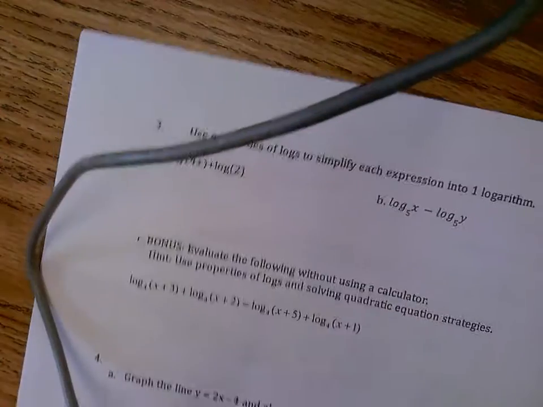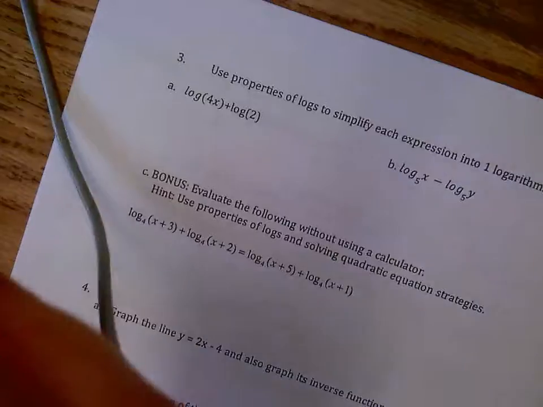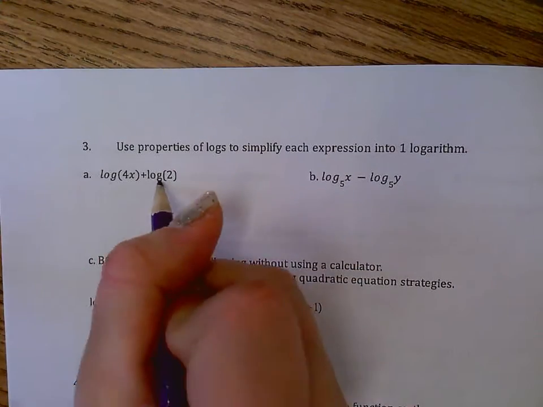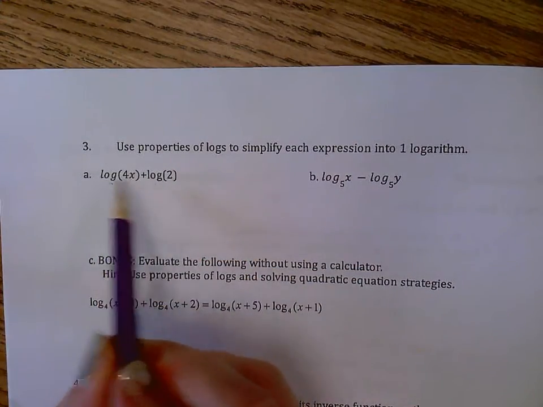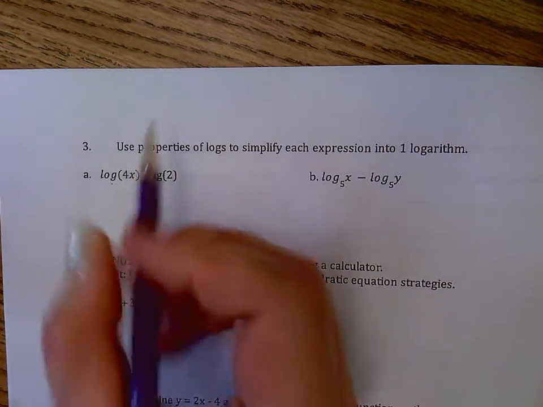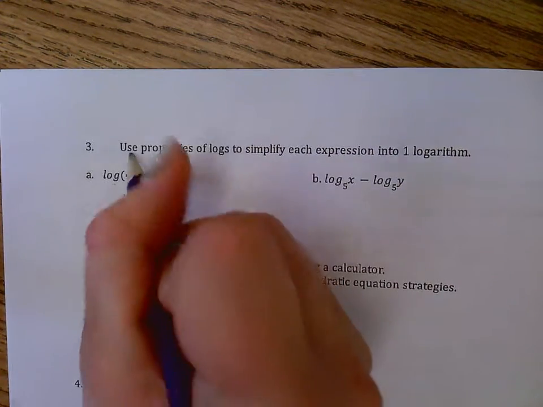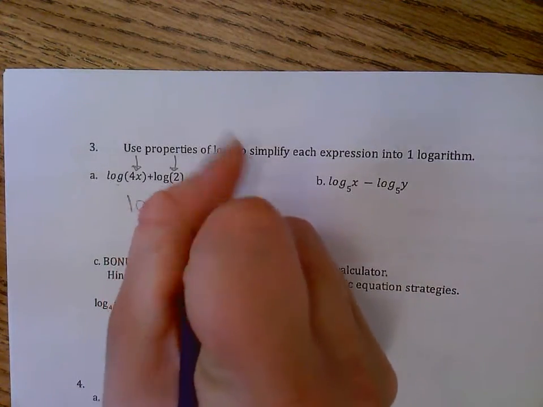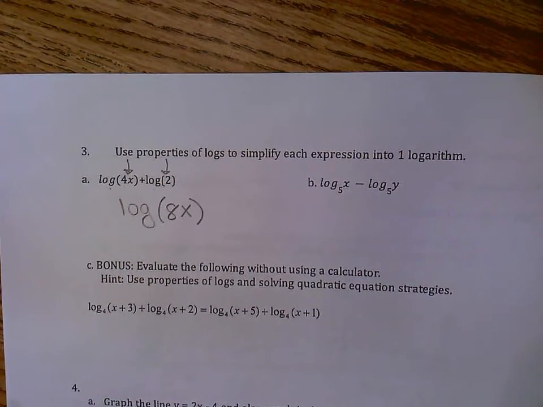Okay, so properties of logs. When you've got the same log base, so this is both a base 10 log, and you're adding them together, you're allowed to take the two pieces inside the log and multiply them together. So 4x times 2 would give me now 8x inside the log.